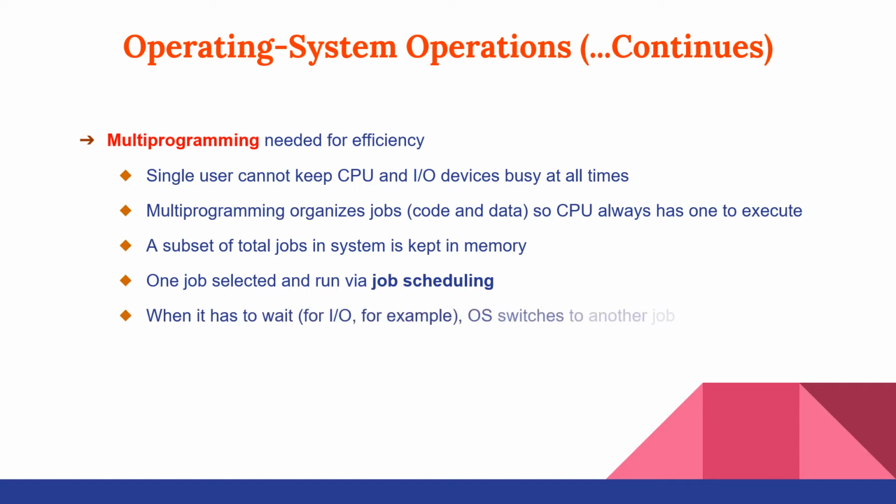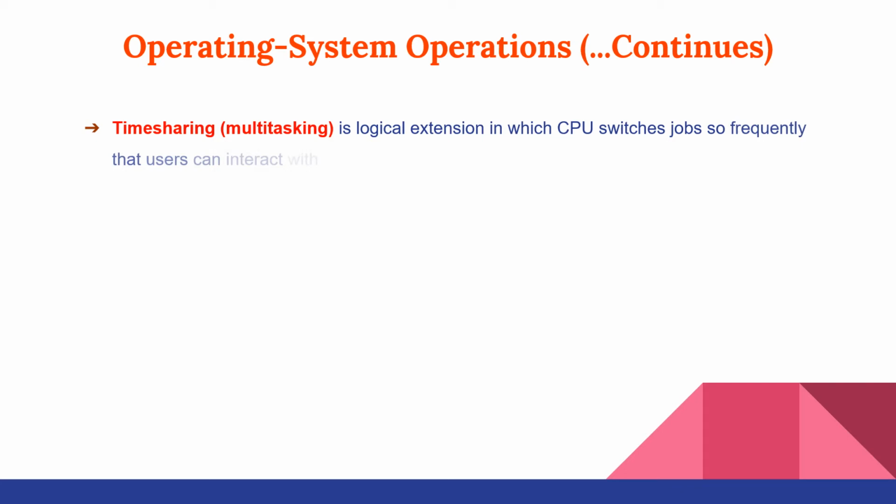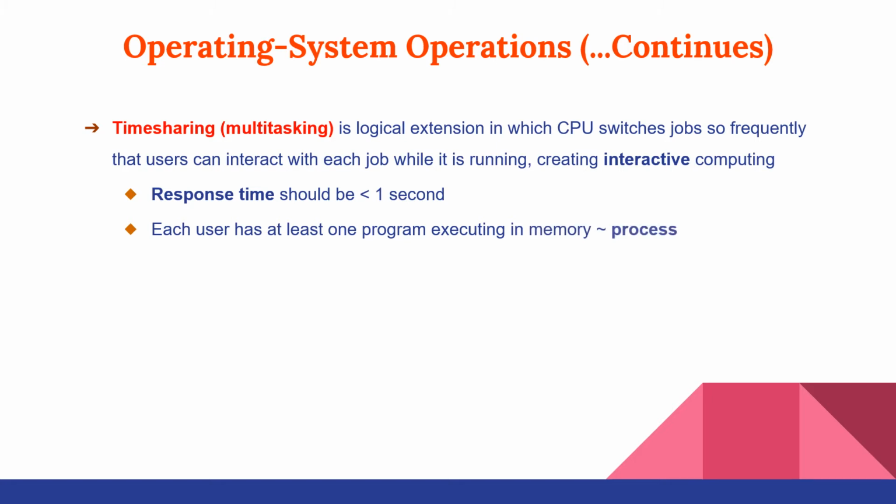Now we'll be talking about time sharing, which is also known as multitasking. It is a logical extension in which the CPU switches jobs so frequently that users can interact with each job while it is running, creating interactive computing. The first one here is the response time, which should be less than 1 second. The second thing is each user has at least one program executing in memory, which is known as a process.